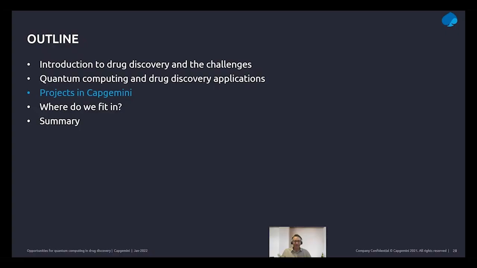Okay, let's talk about projects in Capgemini. So I want to pick a couple of things that we've looked at. I'm just going to give a little bit of an overview of them. The people involved at some point, I'm sure, will be delighted to give a longer talk on them, because obviously in a few slides I can't really do them justice, but it's just to give an overview of what we were looking at, why, and what we found out.